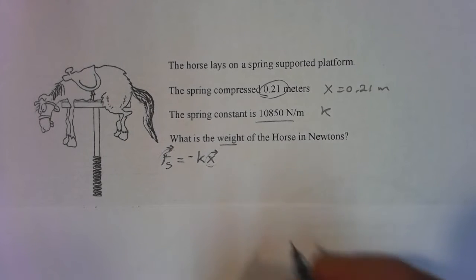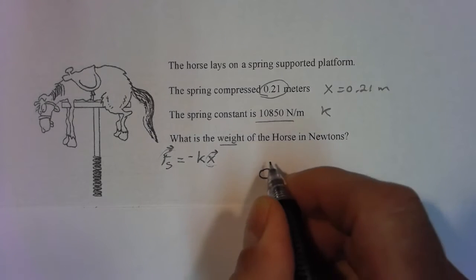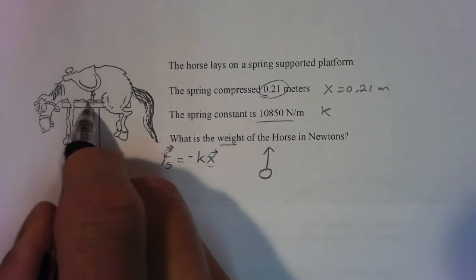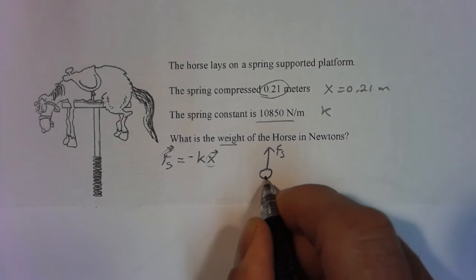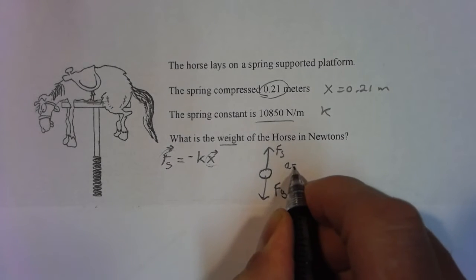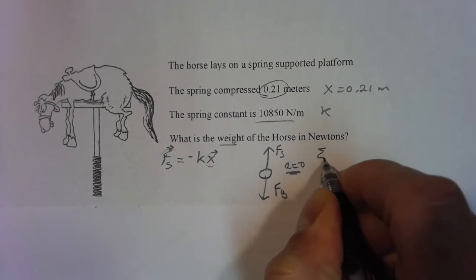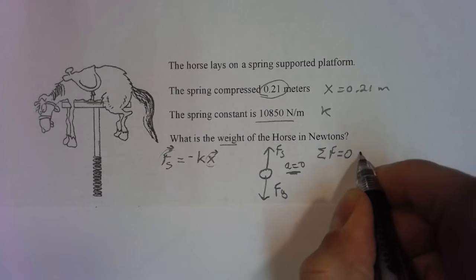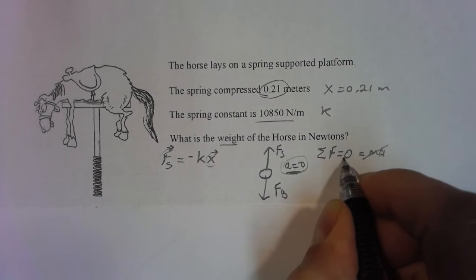Well, since he's supported on that platform, if we draw a force diagram, a free body diagram, if that's our horse, it's being held up technically by the platform, but the platform is being held up by the spring. So we're going to say that that's the spring force. And it's being pulled down by the force of gravity. And there is no acceleration. So that tells us that the sum of the forces has to equal 0, since the sum of the forces typically equals ma, but we know a is 0, so therefore that's going to be 0.